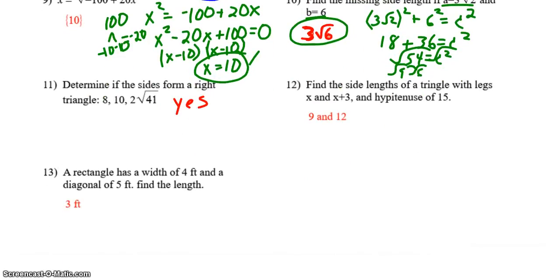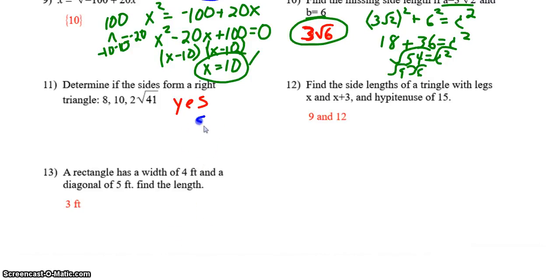Now, in 11, they just want to know, does this form a right triangle? Now, the first thing I have to know is which side is C. So 2 root 41 is about 12.8. So that is actually the largest side.